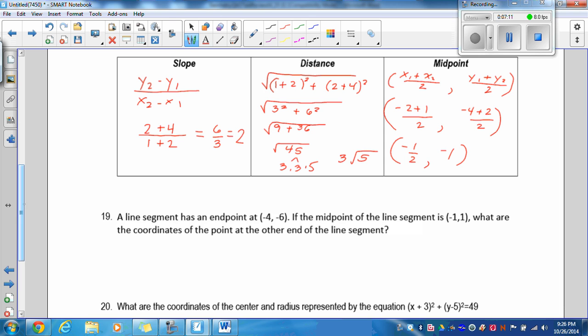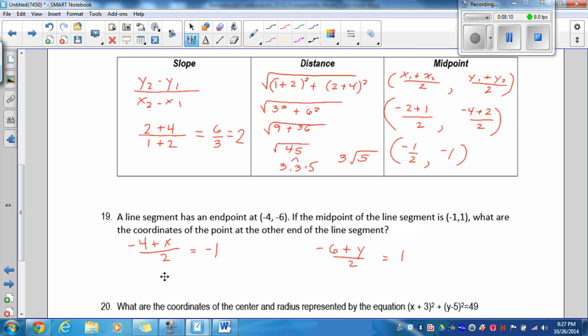Okay. Number 19. A line segment has an endpoint at 4, negative 6. If the midpoint of the line segment is 1, negative 1, what are the coordinates of the point at the other end of the line segment? So if you take a look at the midpoint formula, I really have two things that I need to do. I have negative 4 plus some other x divided by 2 is going to give me the negative 1. So that's going to give me my x coordinate. And then negative 6 plus some y point divided by 2 is going to give me 1. And that's going to give me my y point.